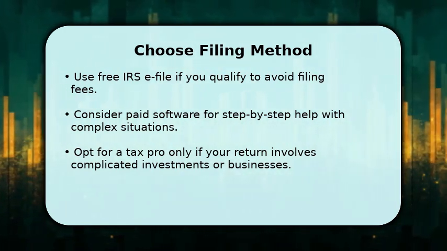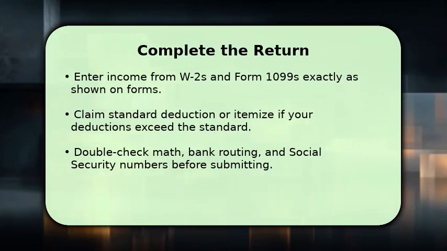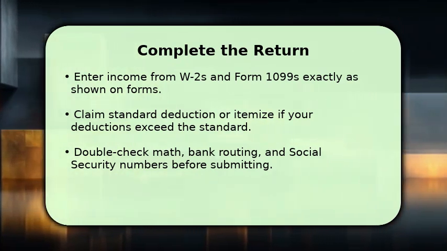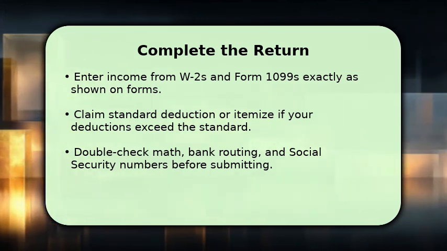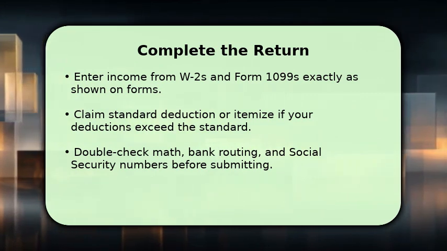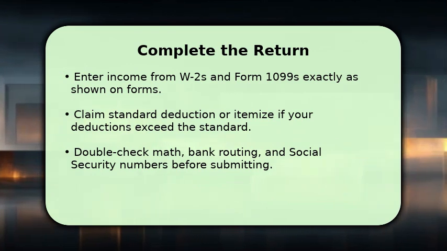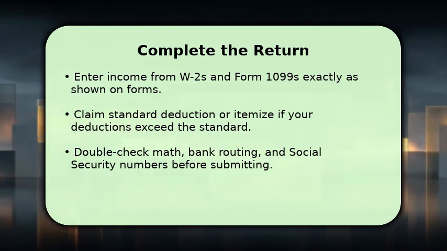Work through your return line by line, starting with personal info and filing status, then input income from W-2s and Form 1099s. Claim the standard deduction unless your itemized expenses are larger, and report credits like child or education credits if eligible. Review each entry, verify bank routing for refunds, and use the software error checks. File electronically for faster processing, and keep a copy.